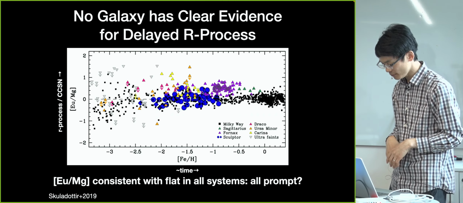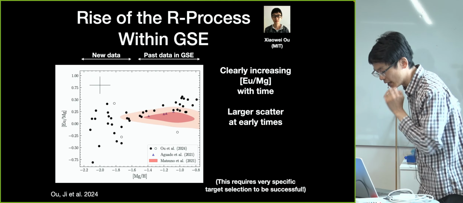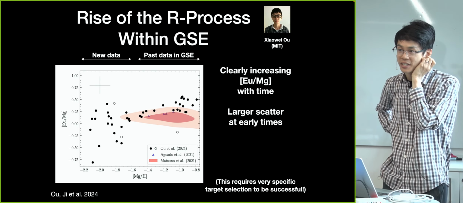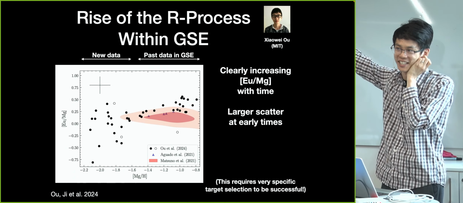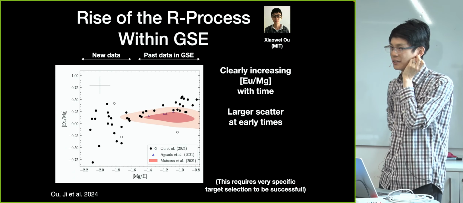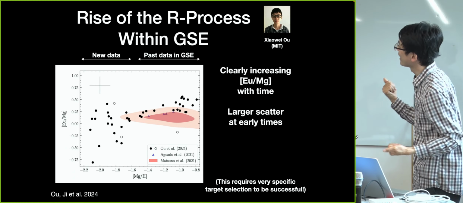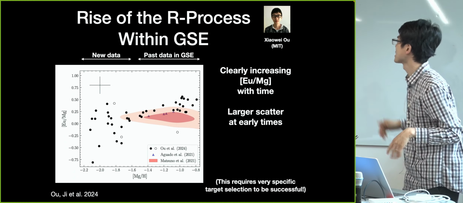So we went out with Rohan and Xiaowei Wu, who's a graduate student at MIT, and basically just said, let's just find the most metal poor stars inside of this GSE system, and measure the R process content inside of it. This turns out not to be easy. I thought it would be easy, and it turns out not to be, which you can ask me about later.